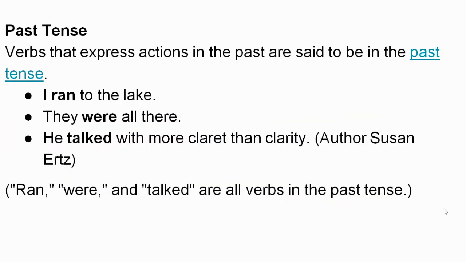Past tense. Verbs that express actions in the past are said to be in the past tense. I ran to the lake. They were all there. He talked with more clarity than clarity. Ran, were, and talked are all verbs in the past tense.